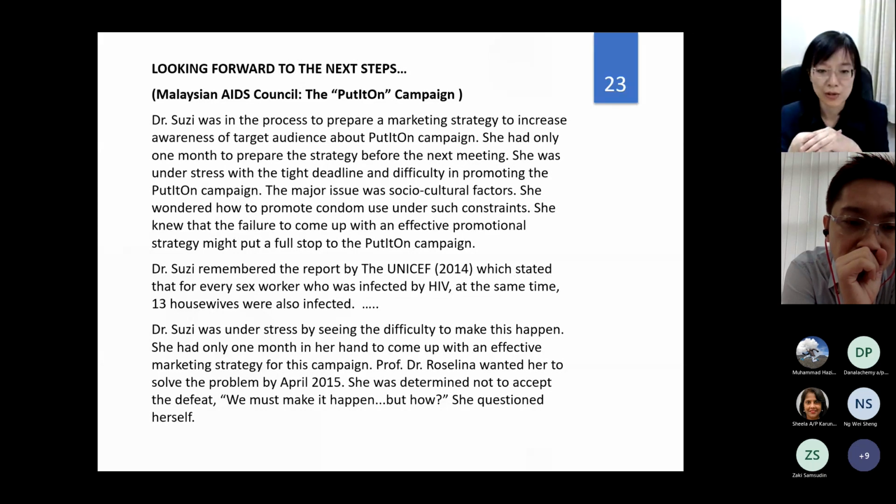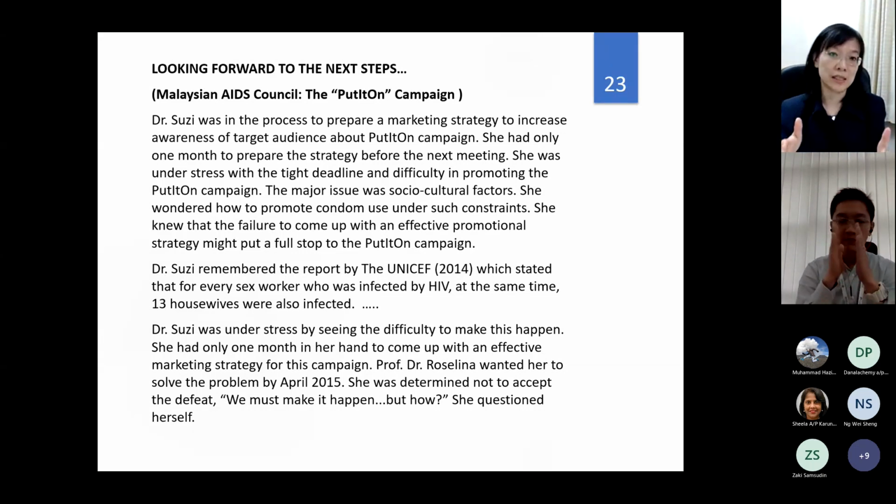Dr. Suzy was under stress seeing the difficulty of making this happen. She had only 1 month in her hand to come up with an effective marketing strategy for this campaign. Prof. Dr. Roslina wanted her to solve the problem by April 2015. She was determined not to accept defeat. We must make it happen. But how? she questioned herself. So it ends with an urgency.